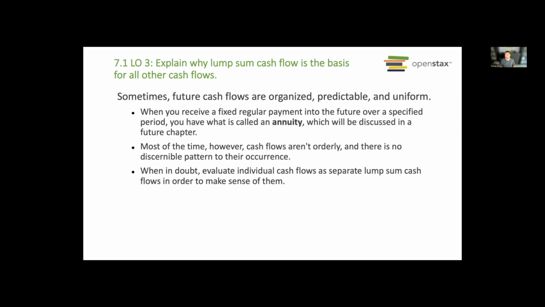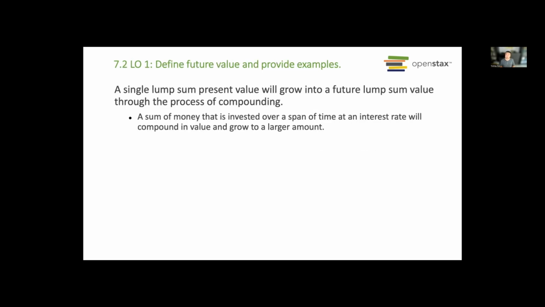Most of the time, however, cash flows are not orderly. That is to say, there's some randomness in the cash flow, and the pattern is really not predictable. How to calculate the present value or the future value of such cash flows will be introduced in a later chapter. When in doubt, evaluate individual cash flows as separate lump sum cash flows in order to make sense of them. A single lump sum present value will grow into a future lump sum value through the process of compounding.